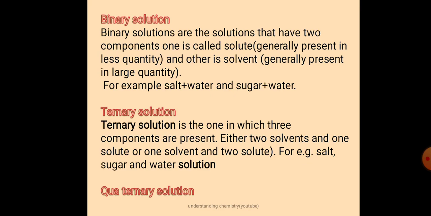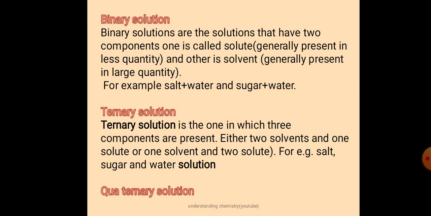Now let us go to the further classification of solution. What is meant by a binary solution? A binary solution is one which is made up of two components. Now the doubt arises whether it has to be two liquids or one liquid and one solid. It can be any two components. For example, it may be a mixture of two liquids, or a mixture of a liquid and a solid. For example, salt plus water, sugar plus water, alcohol plus water is called a binary solution.